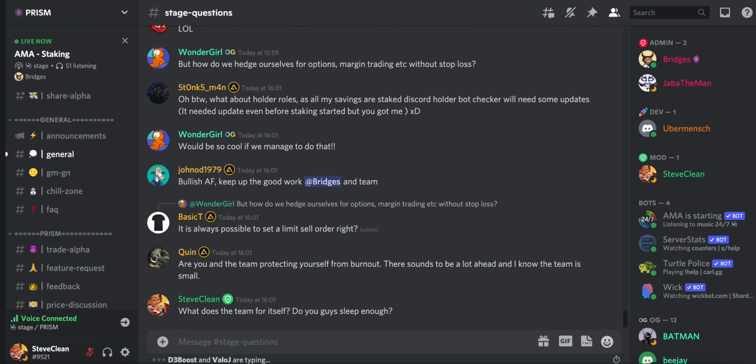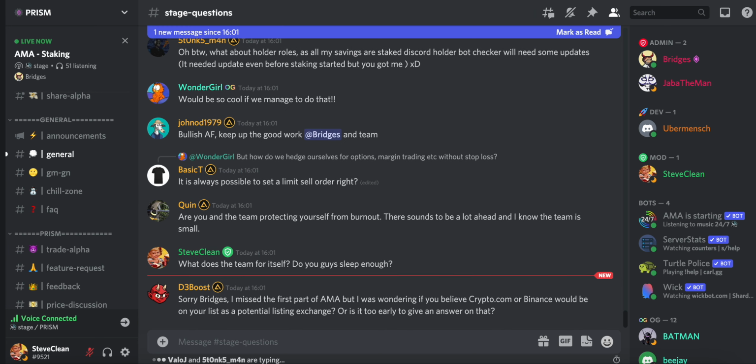It will work both on flexible and locked types, but basically the stakers will get the holder role. We're going to do some tiers based on the amount you stake and stuff like that. So the longer you stake, you're going to get a different type of role, but you're still going to get access to the holders only. Maybe we can change the title from holders only to stakers only.